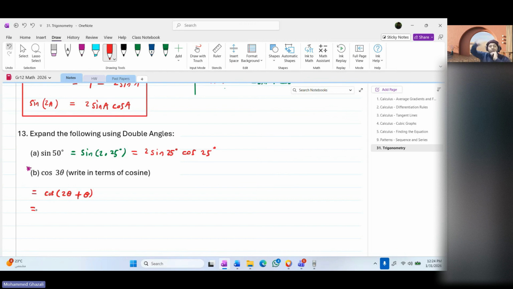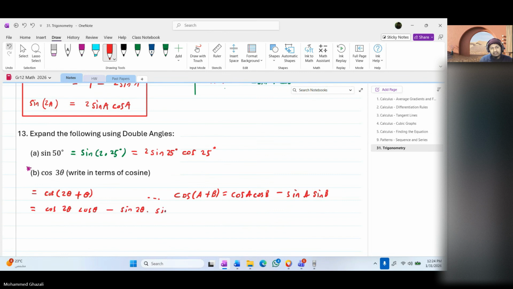Now, how do we expand cos? Remember, this is not a double angle as yet. We have a compound angle here. This is like cos A plus B. What is cos A plus B? Cos A cos B minus sin A sin B. So that's what we're trying to do here. So that will be cos 2 theta cos theta minus sin 2 theta sin theta.